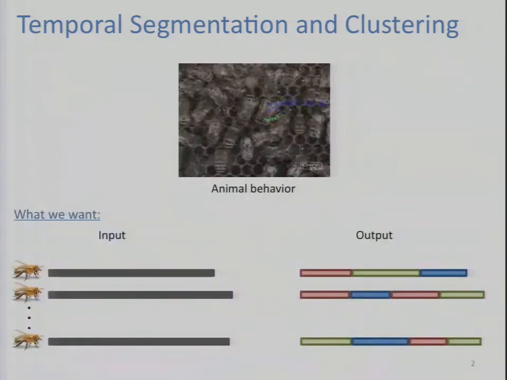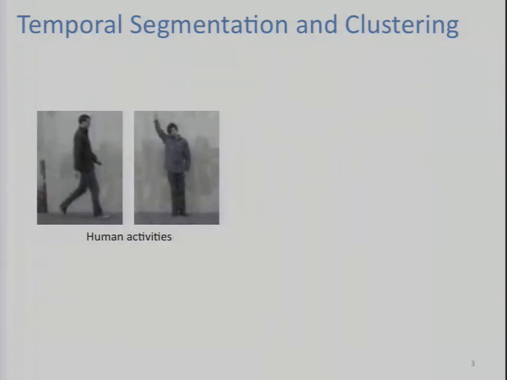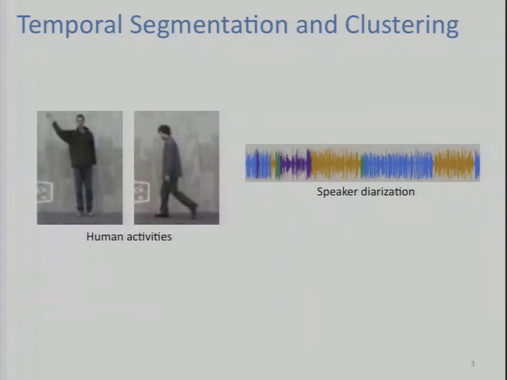Here, each segment represents one bee dance, and it's in one multi-dimensional time series. What we want to do is to segment it into non-overlapping segments such that together they form k different clusters. Each of the clusters corresponds to some meaningful behavior class, for example, turn left, turn right, or waggle. Temporal segmentation and clustering is useful for a number of other applications, for example, human activity understanding and speaker diarization.